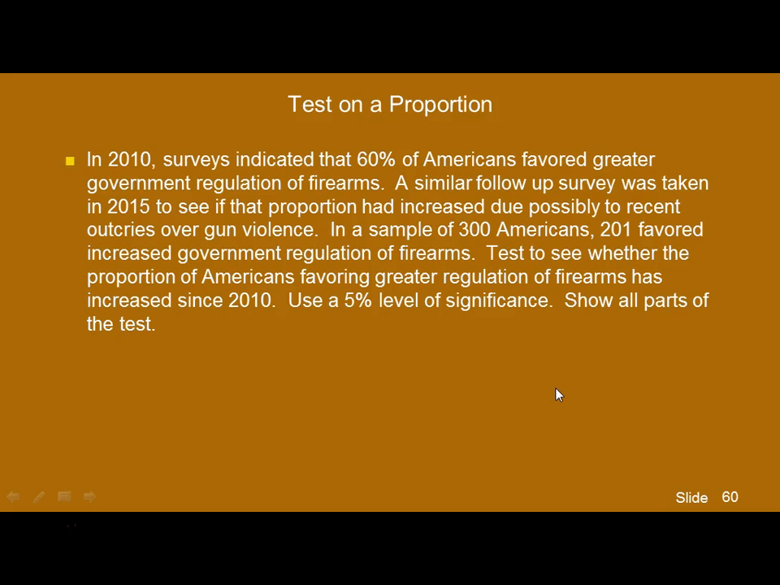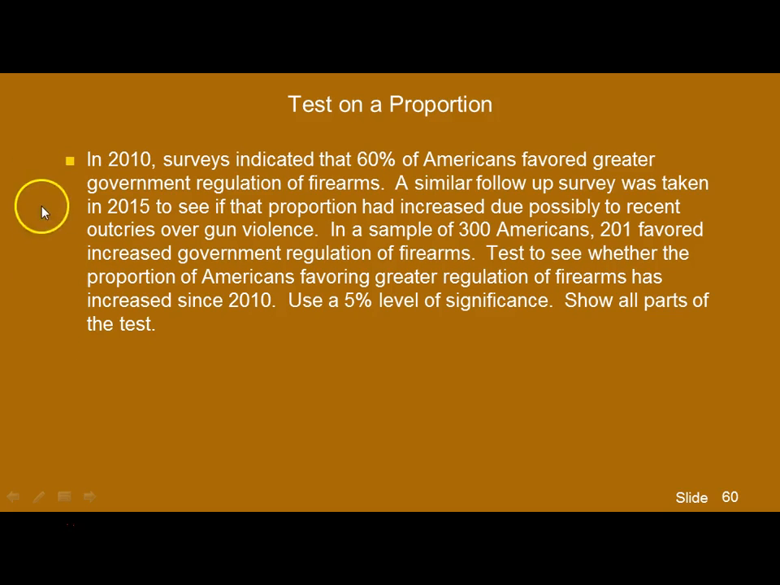Let's do a problem. In 2010, surveys indicated that 60% of Americans favored greater regulation of firearms. A follow-up survey was taken in 2015 to see if that proportion had increased, due possibly to recent outcries over gun violence. In a sample of 300 Americans, 201 favored increased regulation of firearms. Test to see whether the proportion of Americans favoring greater regulation of firearms has increased since 2010. Use a 5% level of significance and show all parts of the test.